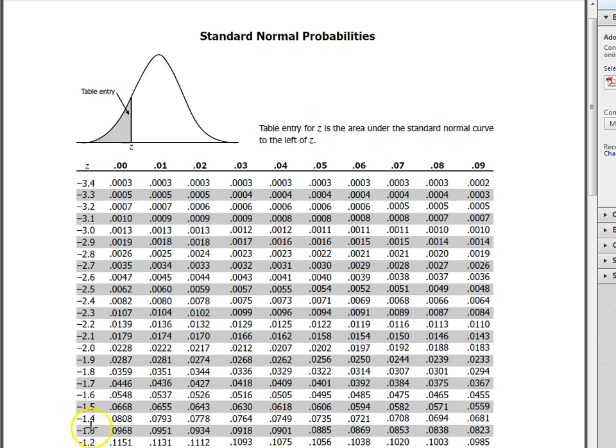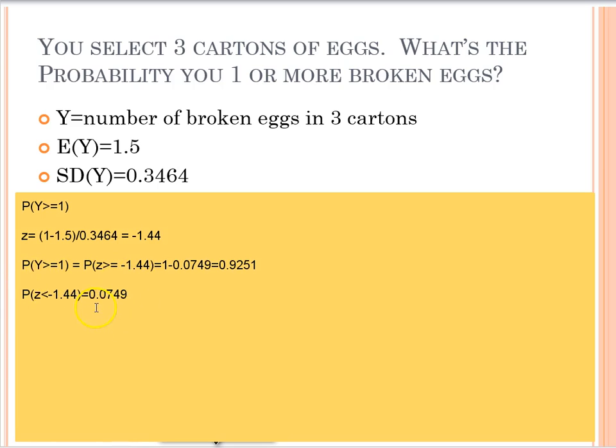So to find that probability from our z-table, we're going to go down to the row that says negative 0.4, and then we're going to go to the column that is 0.04 for our second digit. And that's going to give us a probability of 0.0749. Now remember, the table gives us everything that's below, and we want everything that's above. So we're going to subtract this from 1. So the probability that we looked up, 0.0749, that's the probability that z is less than negative 1.44.